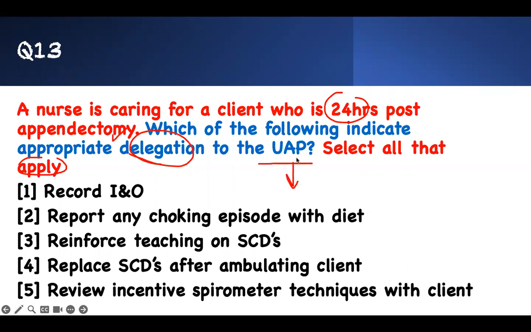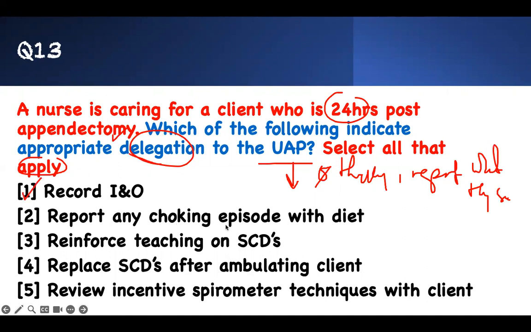Test taking strategy: UAP, no thinking activity. Anything that does not require thinking, they can do it. And they can report what they see, no assessment. They report what they see. Therefore, I go, record I&O. They can record it. If it's 20, they can record it, right?